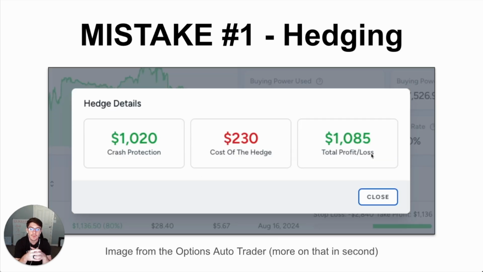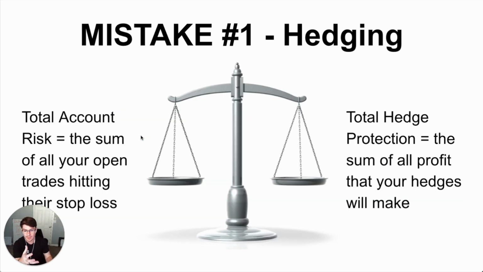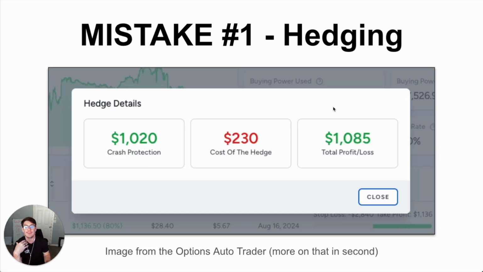So again, if you use the options auto trader, which is a way to automate your 112s, it shows you all these numbers. So it shows you what your crash protection is, and you want to make sure that your crash protection total is equivalent to what the cost or risk on the account is. And so again, that's kind of how you want to structure this: make sure your account risk is equivalent to your hedge protection. If you have a hard time determining your hedge protection, you can use a tool like the options auto trader.